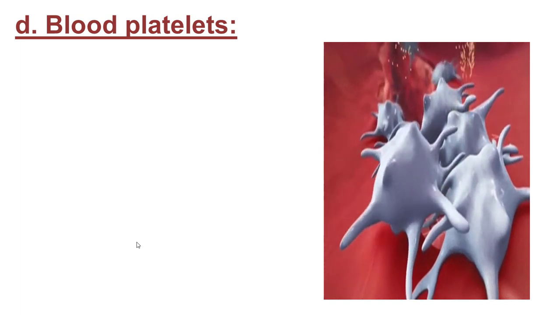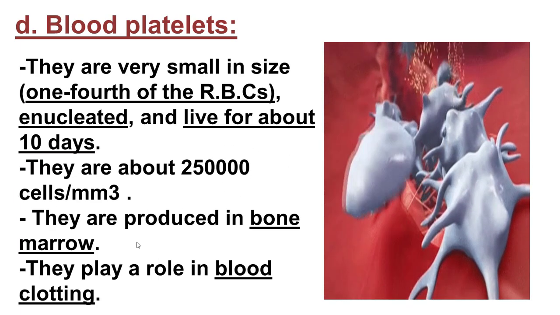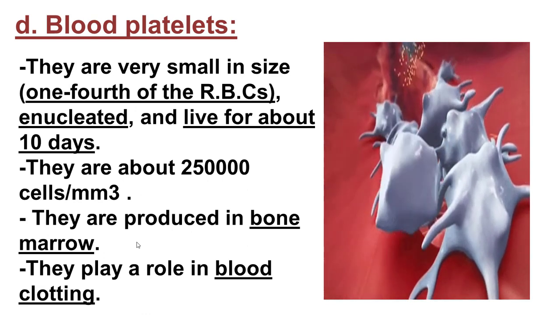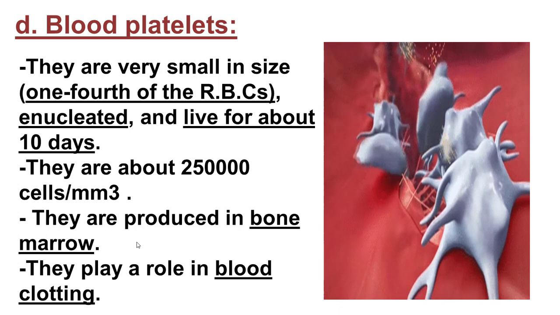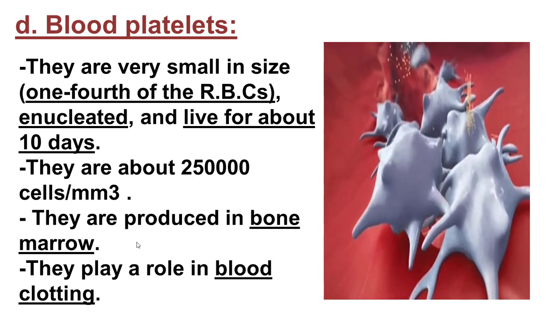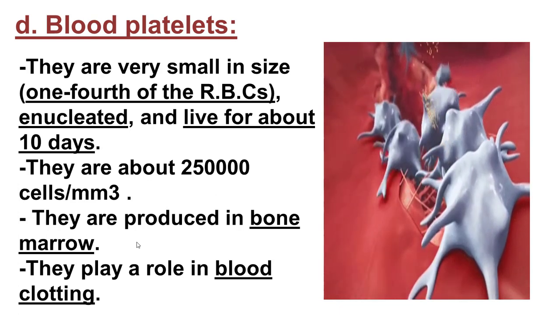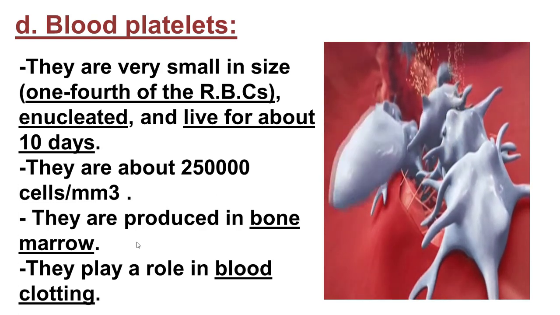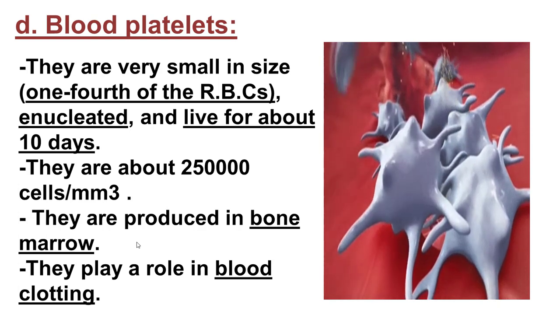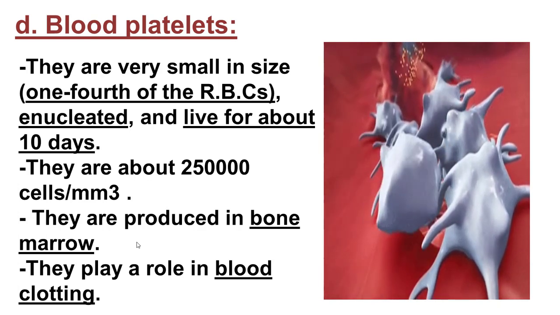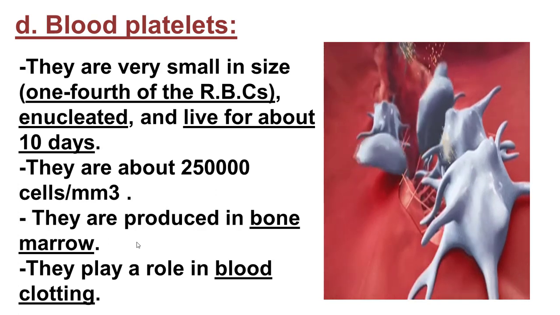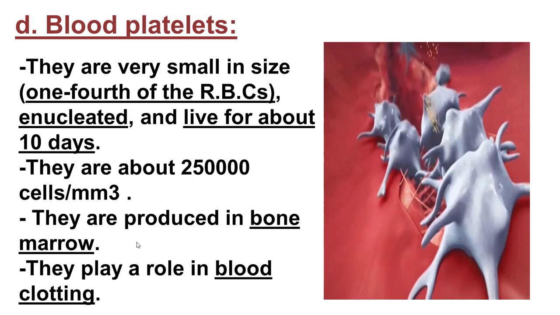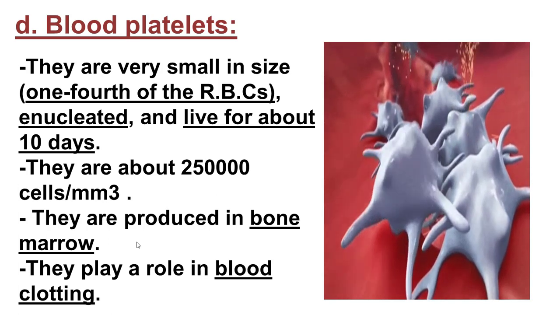Blood platelets are very small in size, about 1/4 of red blood cells. A platelet is not a cell but fragments only, enucleated, and lives for about 10 days only. They number about 250,000 per millimeter cubed, a huge amount inside blood, second in number after red blood cells.